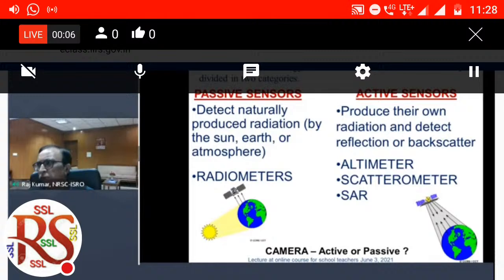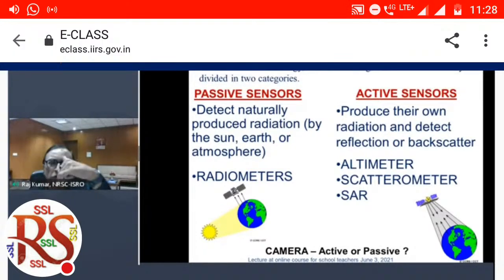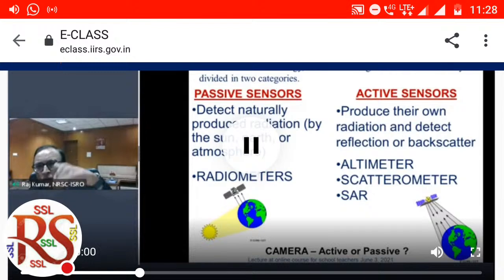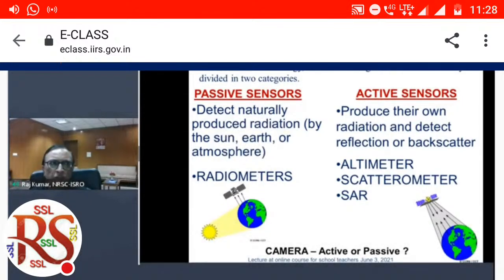Sir, but not looking at the nadir. Nadir means it's not looking at the 0 degree, because for getting any distance, you need to see the exact down, that means the 0 degree or nadir. Scatterometer is the sensor which looks at another angle, maybe 30-40 degrees.